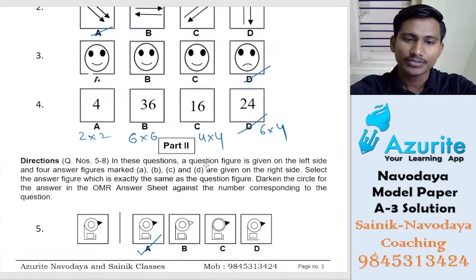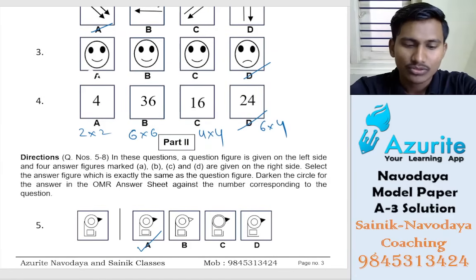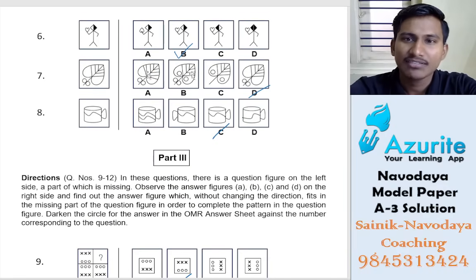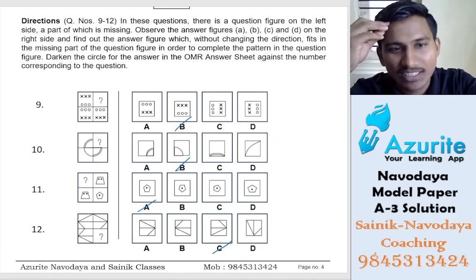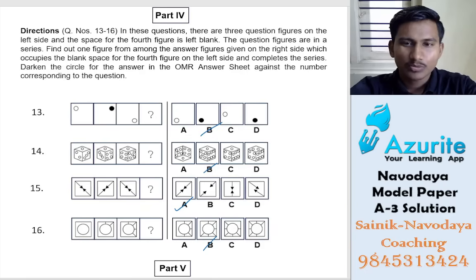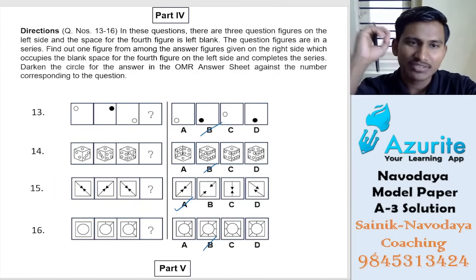Next let us go to fifth one, which is same. Option A is same. So fifth is option A. Now sixth is option B, seventh is option D, which is same, eighth is option C, right? So now from ninth is B, 10th is B, 11th is A, and 12th is C, right? Now part 4, 13 is B, 14 is B, 15 is A, 16 is B.